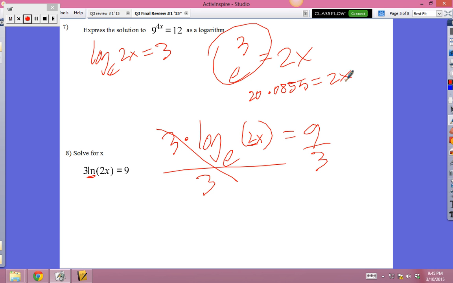So now you got to ditch the 2. So undo the times 2. So let's divide 2, divide 2. So 20.08 divided by 2. And that x is going to equal 10.0428.